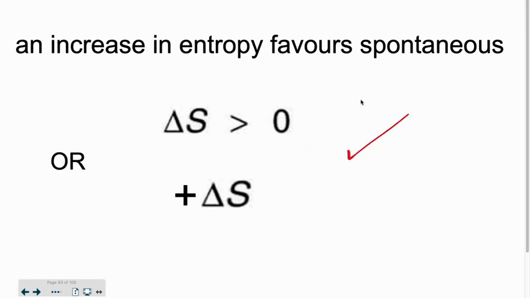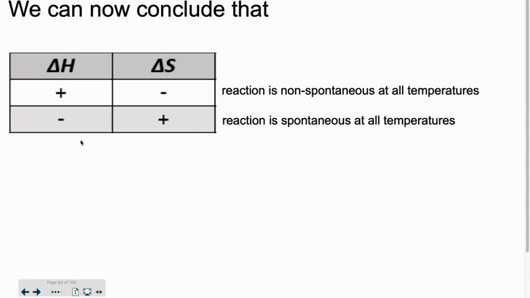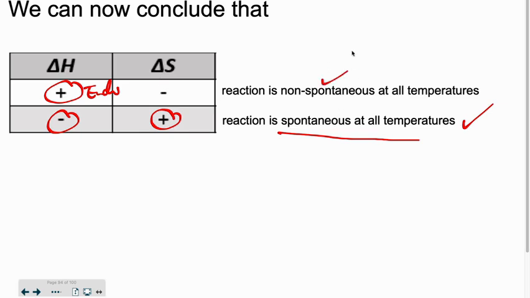Now, based on what we just learned, I can conclude that if my enthalpy change is negative and my delta S is positive, the reaction is going to be spontaneous at all temperatures. And also, if my enthalpy change is positive, which means the reaction is endothermic, and my delta S is negative, which means my entropy is decreasing, my reaction is going to be non-spontaneous.